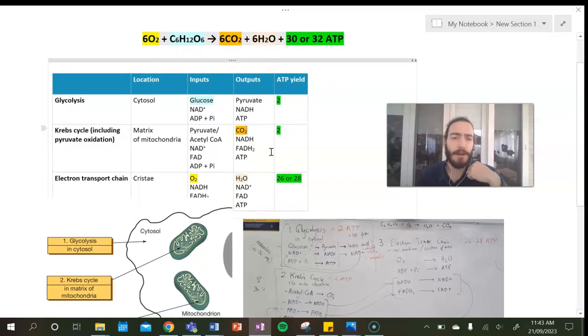Okay. Now we finally go into the electron transport chain. Now think about what we've created to get to this point. We've created NADH, FADH2.